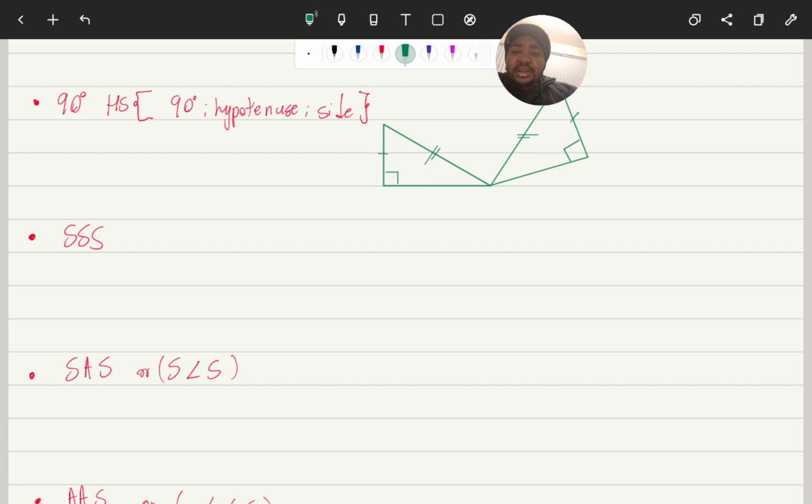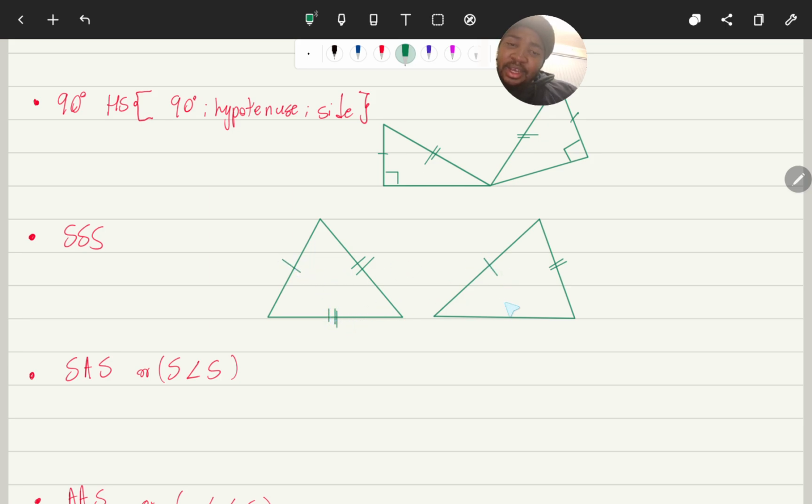Cool stuff. Another one we talk about is SSS, which says side side side. Say for example this side and this side, this side and this side, this side and this side. What you see here is that this side equals this side, this side equals this side, this side equals this side. When that happens, you will then say that the two triangles are congruent to each other.